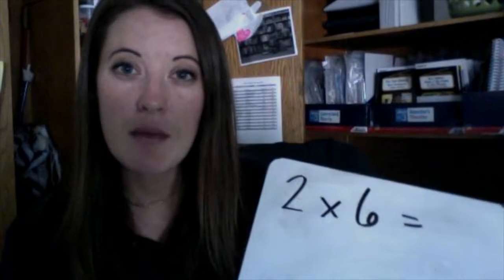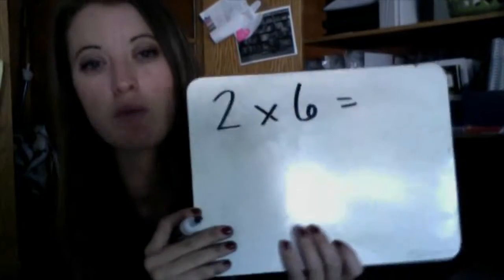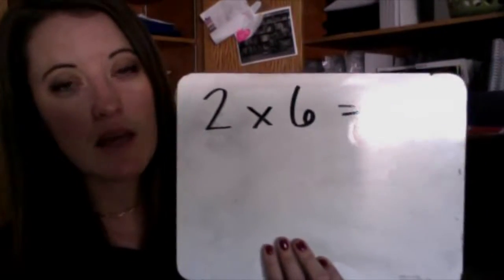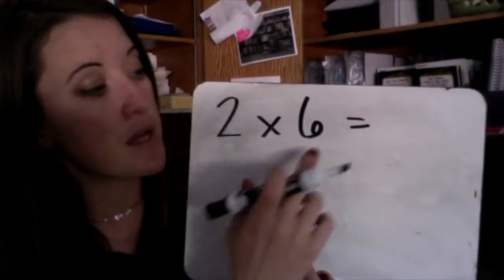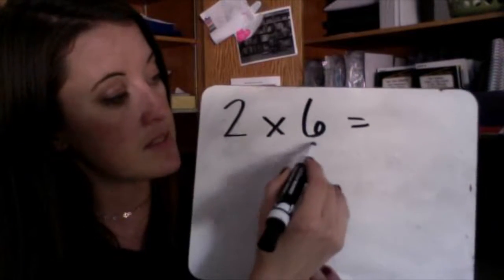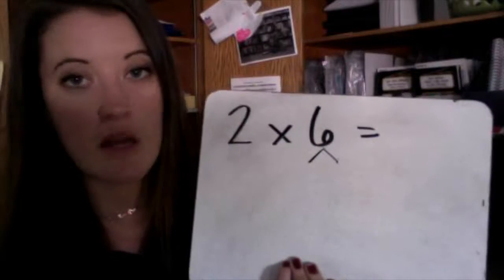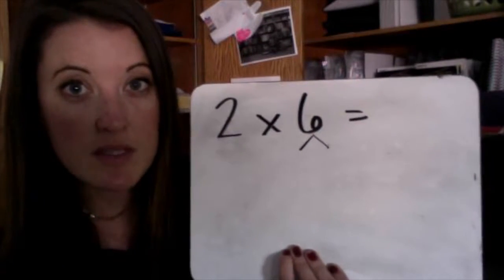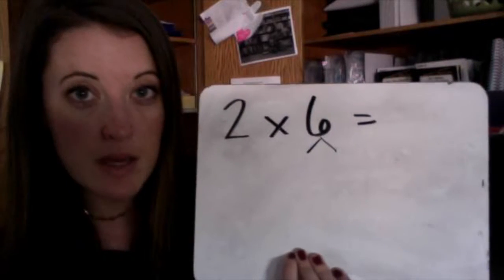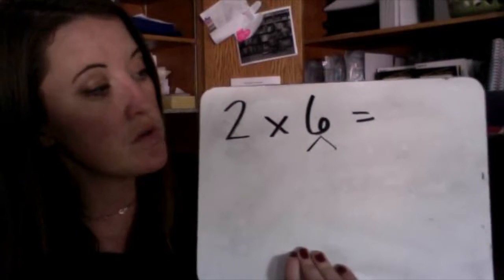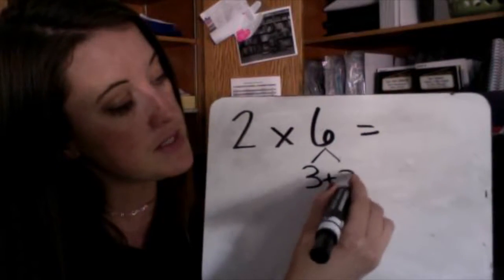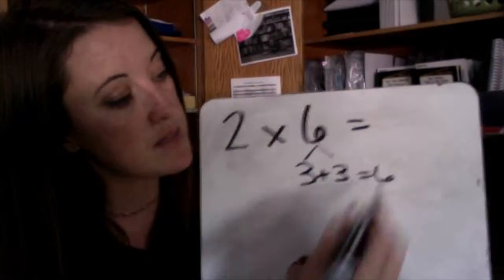All right, let's do an example together. On your boards, I would like you to write 2 times 6. Now remember, we're practicing the distributive property, so we're going to break this factor into 2 different addends. What numbers added together equals 6? 2 plus 4 equals 6. 3 plus 3 equals 6. Let's choose 3 plus 3. I know that 3 plus 3 equals 6.